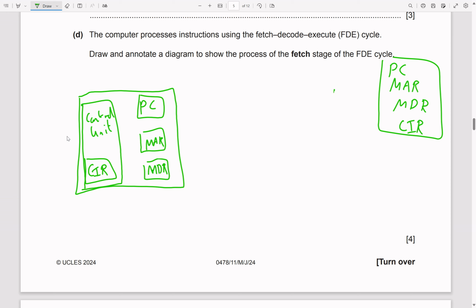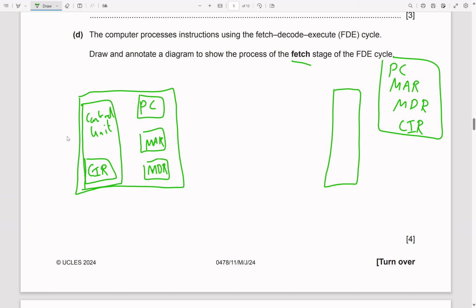And then I remember they actually do have RAM here, because obviously you're going to be fetching the instructions from RAM. And here we're only talking about the fetch, so obviously we're not going to be writing anything back to RAM. We're only loading the instruction from RAM.